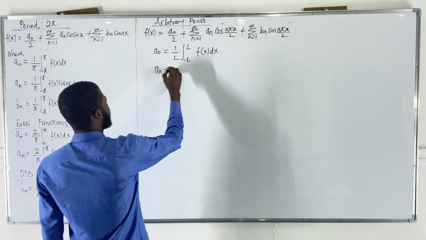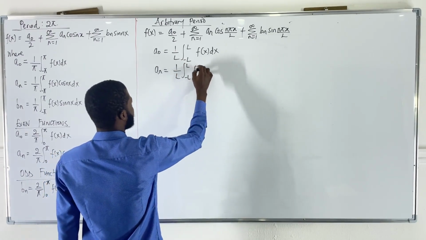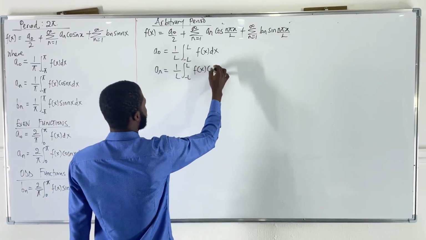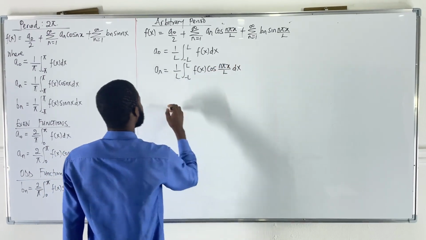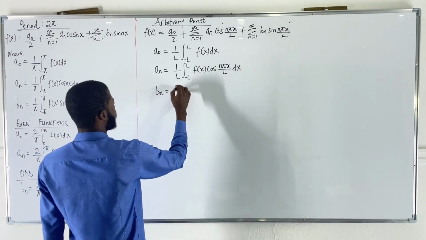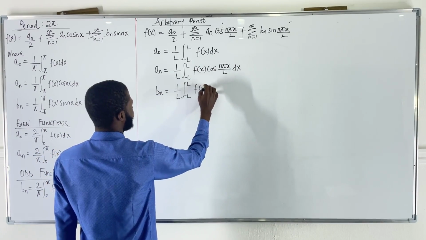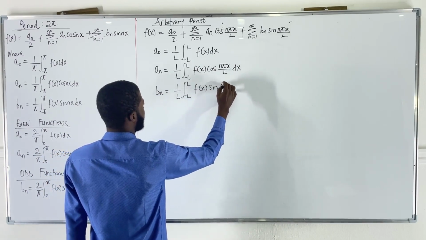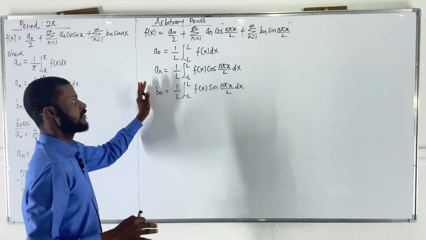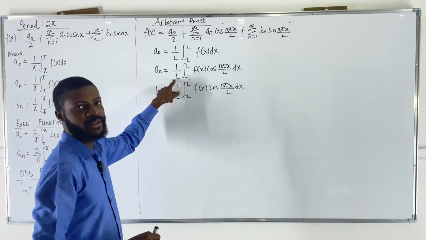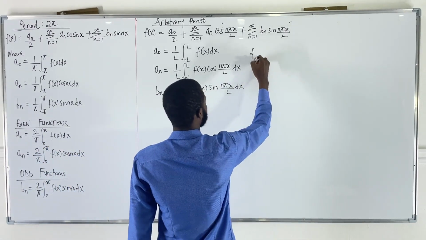Now a sub n is 1 over L integral from minus L to L of f of x cos n pi x over L dx. Then b sub n is 1 over L integral from minus L to L of f of x sine n pi x over L dx. So this is the formula. Now what does L mean, or what is L? L, let me kind of write it here.